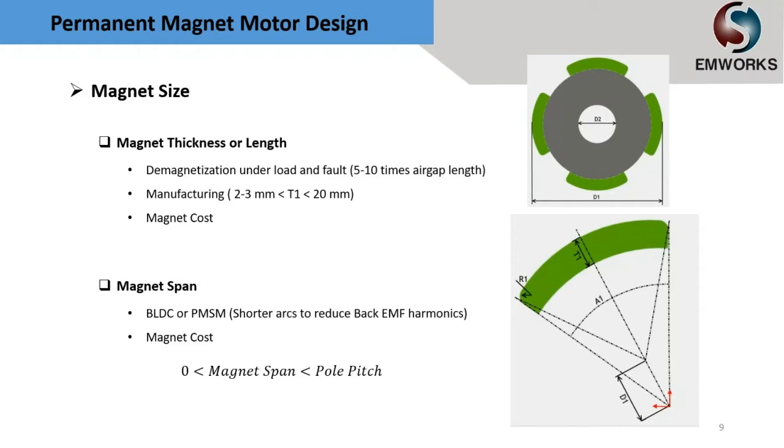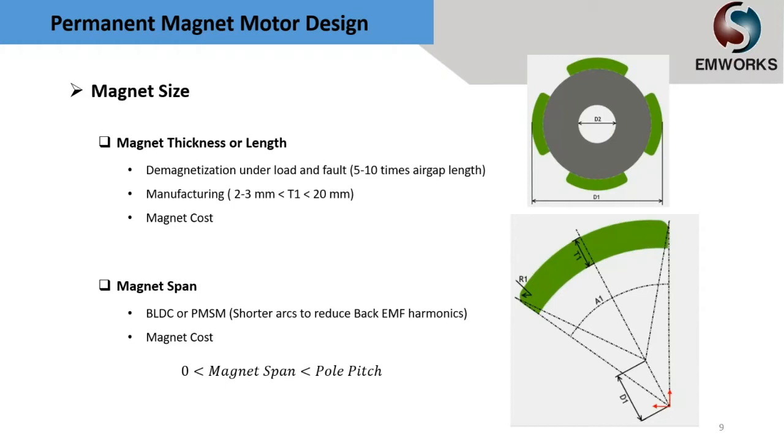At the end, cost is another issue which is a determinant factor, because recently the price of the rare earth magnet, which provides a high remnant flux density, is increasing continuously. And if you go and check the price of the magnet, you can see that recently it has increased significantly.